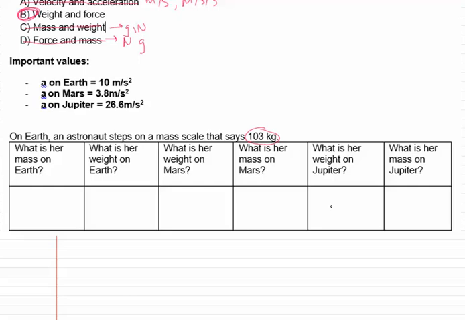So these ones where it says, what is her mass on Earth? Well, it told us that, 103. The next one, what is her mass on Mars? Well, just because you went to Mars, your mass didn't change, 103 grams. What's your mass on Jupiter? You're still the same person, 103 grams. Think of mass as like a measure of how much stuff you are. Well, you don't change how much stuff you are just because you went somewhere else. How hard it gets pulled down into that planet might be different, but that's weight.